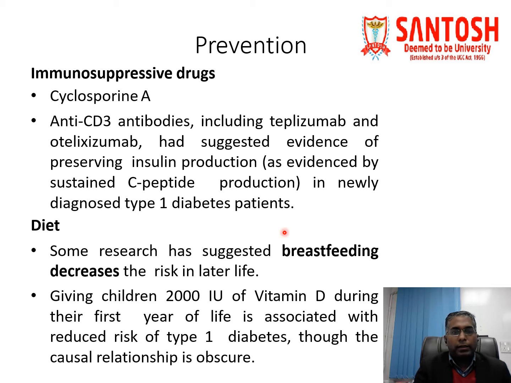And some diet: in some research, it has been found that breastfeeding decreases the risk of developing type 1 diabetes later in life. And giving children 2000 IU of vitamin D during their first year of life is associated with reduced risk of type 1 diabetes. But the causal relationship is obscure as of now.